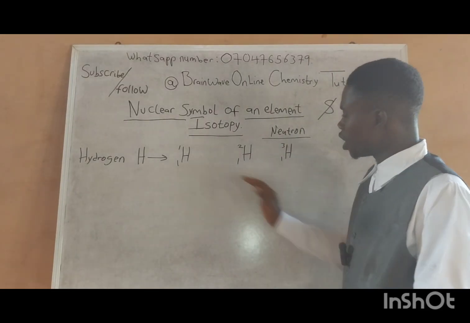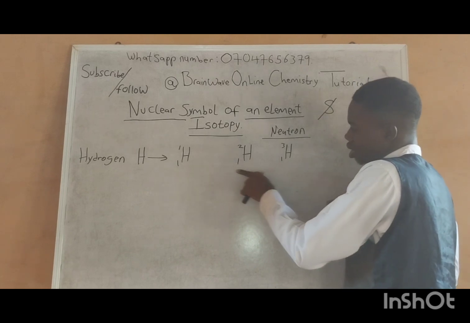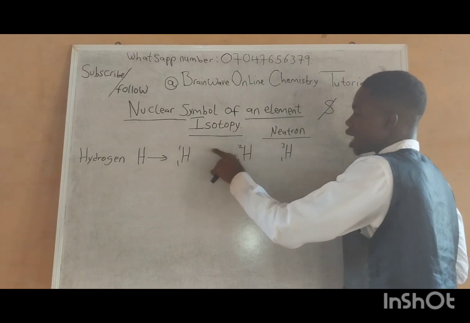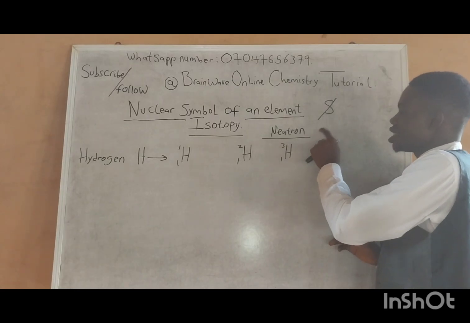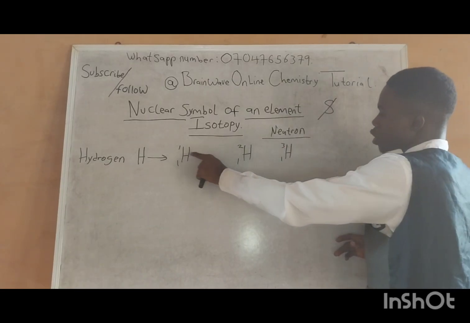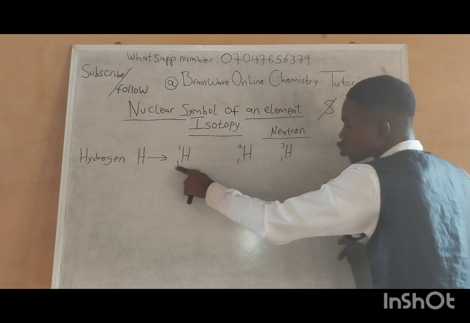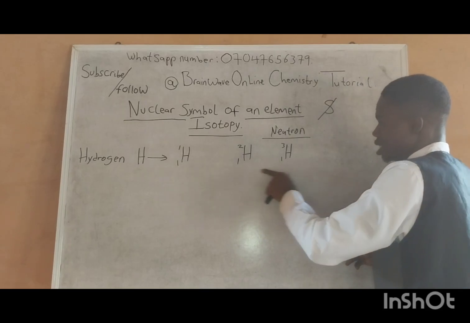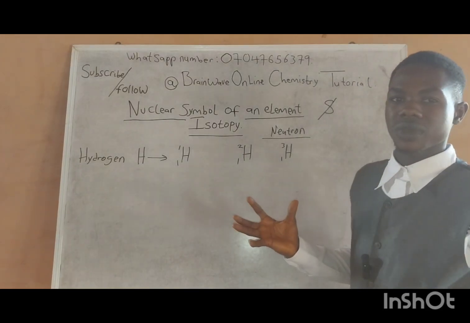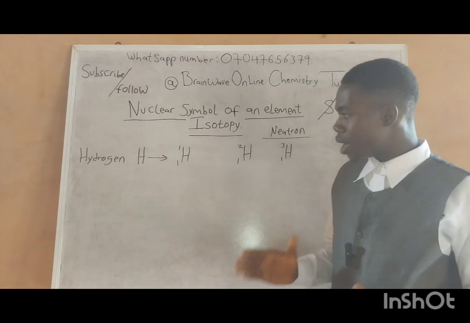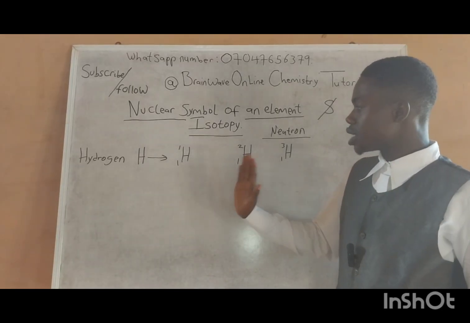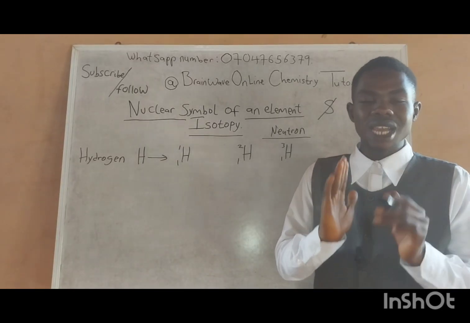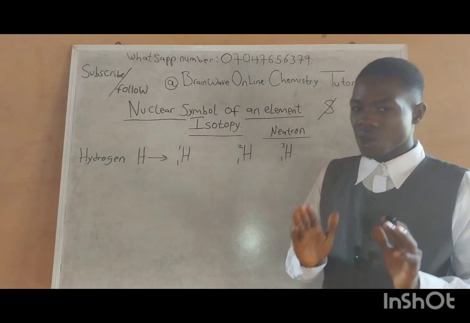Now if you look at it very well, you see that their atomic numbers are the same, but their mass numbers are not the same due to the number of neutrons. It is the number of neutrons that makes the mass number not the same, but their atomic numbers are the same. So this is what isotopy is simply talking about. And these are the isotopes of hydrogen. Please take note that hydrogen has 3 isotopes.